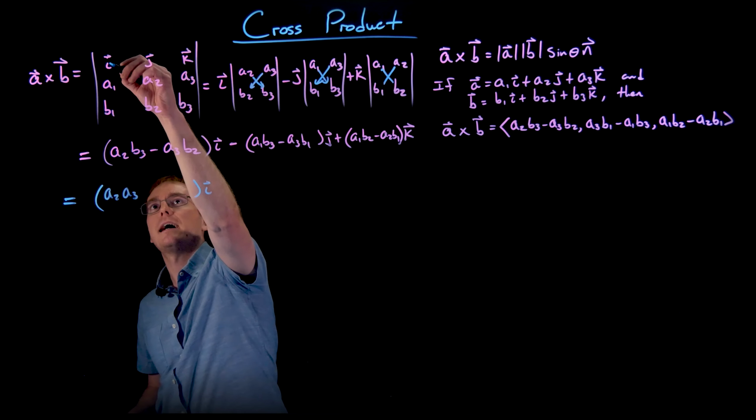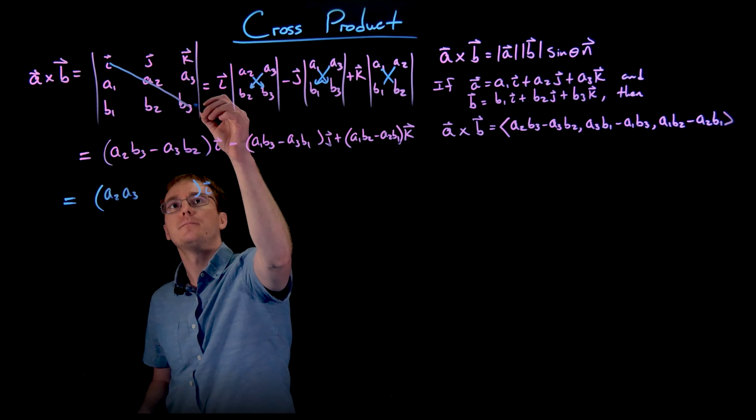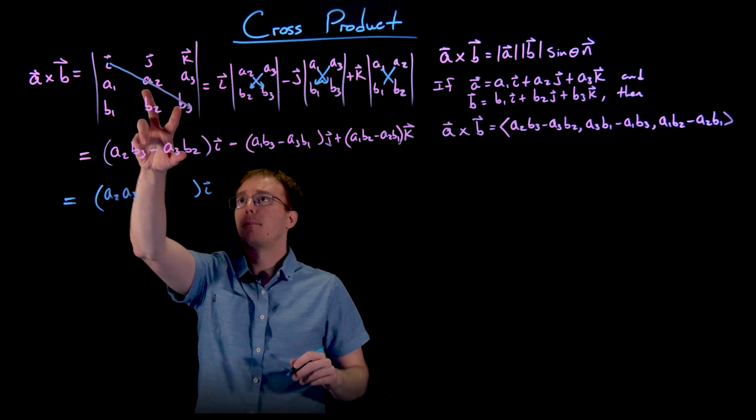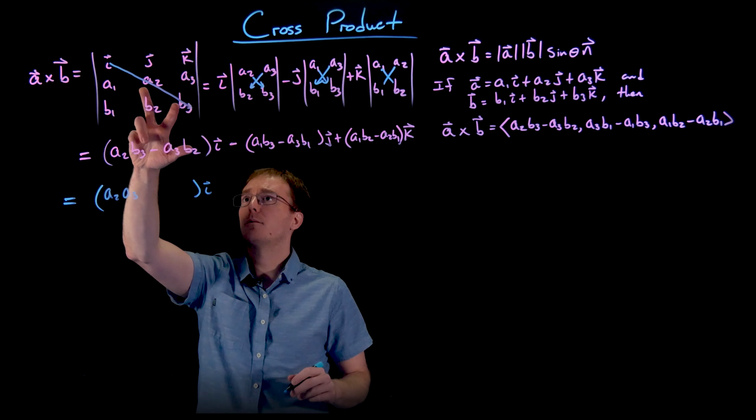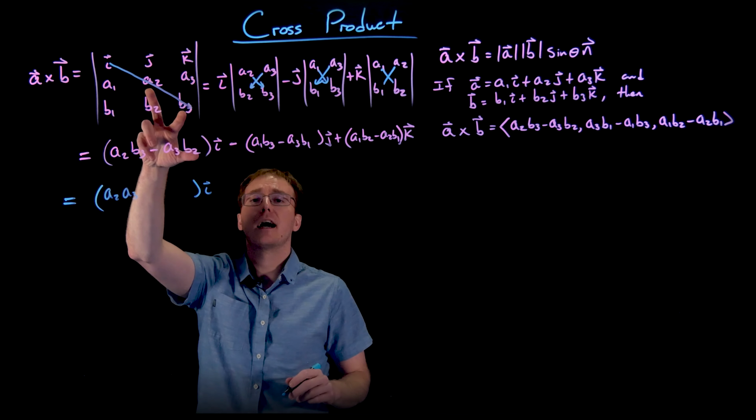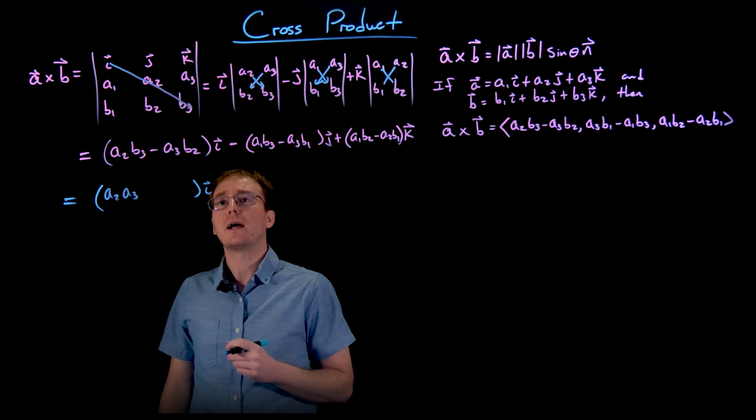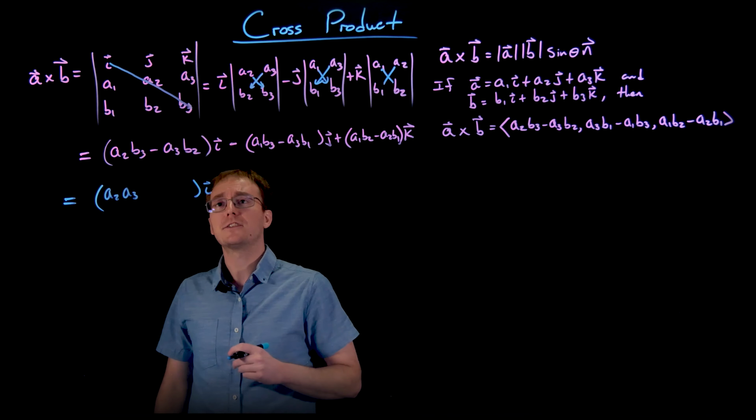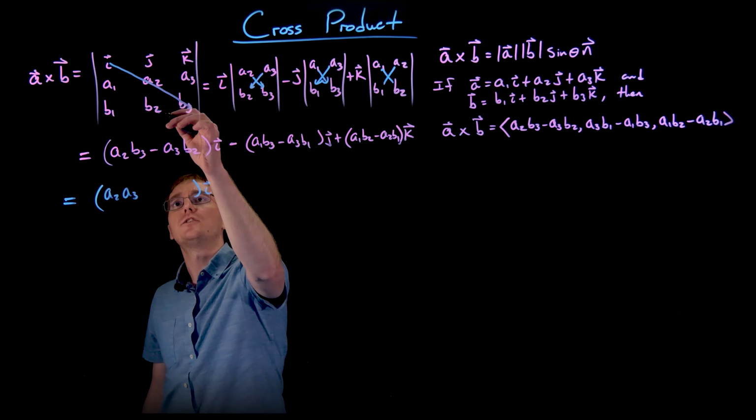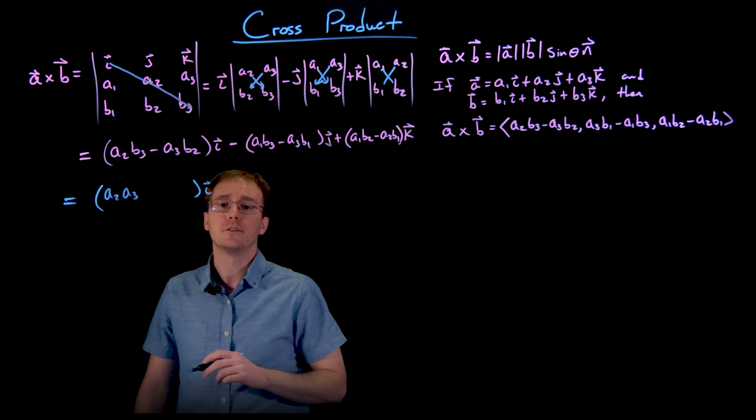So it's like we're going down this right diagonal to figure out what are part of the coefficients in front of i. Well, it's going to be a2 times b3, but what are the rest of the coefficients involved in computing our ith component? It's going to be negative a3 times b2. And so that's going to be these two pieces, a3 times b2.